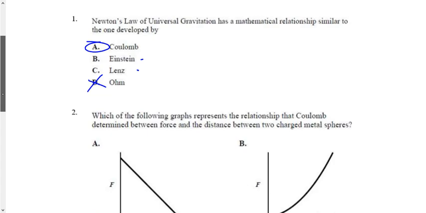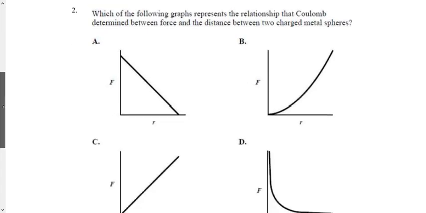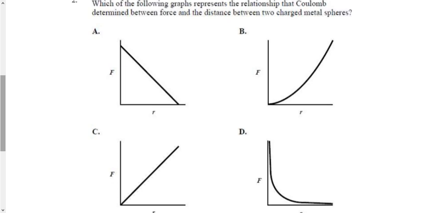All right, number 2 says, which of the following graphs represents the relationship that Coulomb determined between the force and the distance that separates the two charged metal spheres? Which one's it going to be? D, yeah. In fact, it's an F is related to 1 over R squared relationship. If we wanted to straighten that graph, so that we could analyze it in the way that we typically analyze graphs, what would we have to plot?